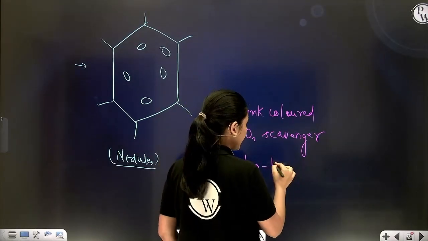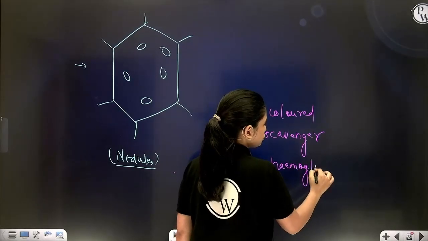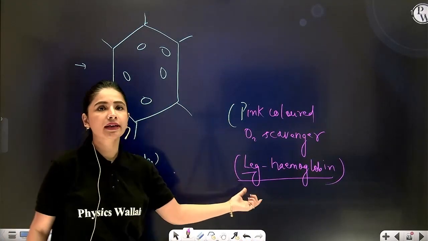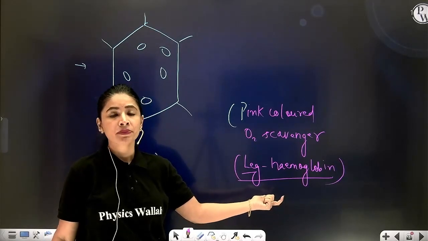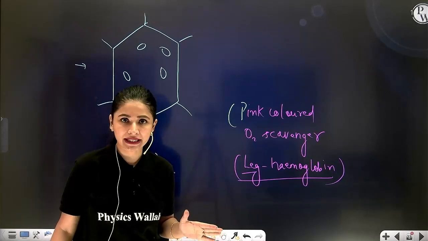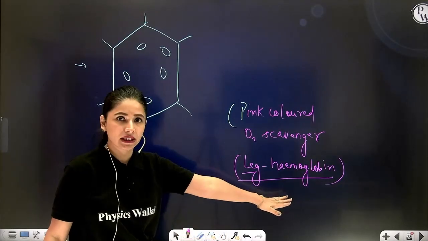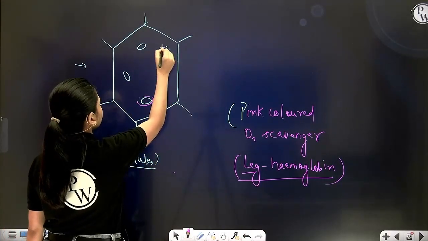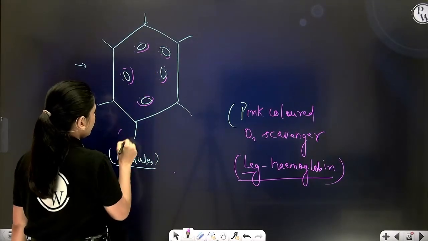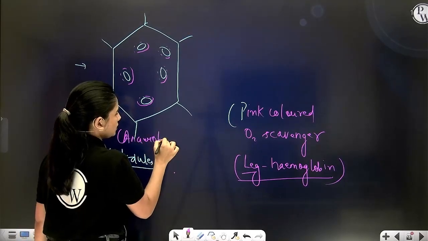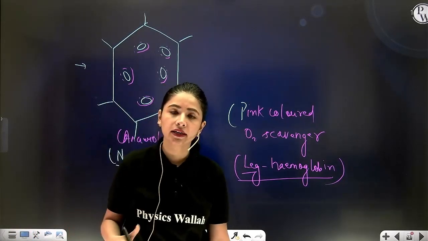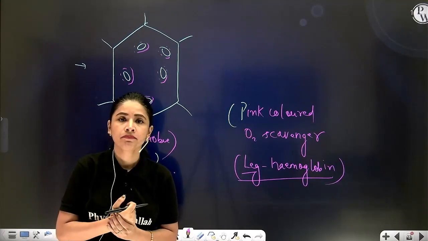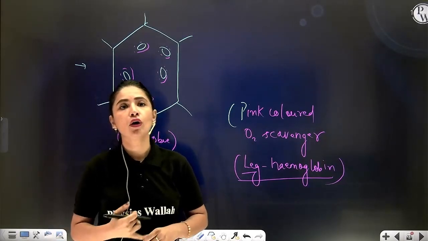So leghemoglobin is produced both by the root cell as well as bacteria. This pink colored chemical leghemoglobin, the oxygen scavenger, is a product of both plant cells as well as bacterial cells. Together they produce this chemical leghemoglobin which removes all the oxygen inside the nodule, creating anaerobic conditions. And once the anaerobic conditions are created, the enzyme nitrogenase gets activated, and whatever nitrogen is there in the cortical cell, it will be utilized for the formation of ammonia.